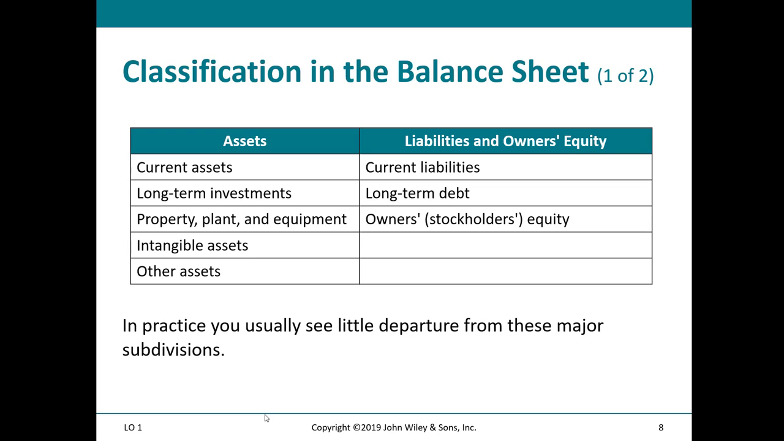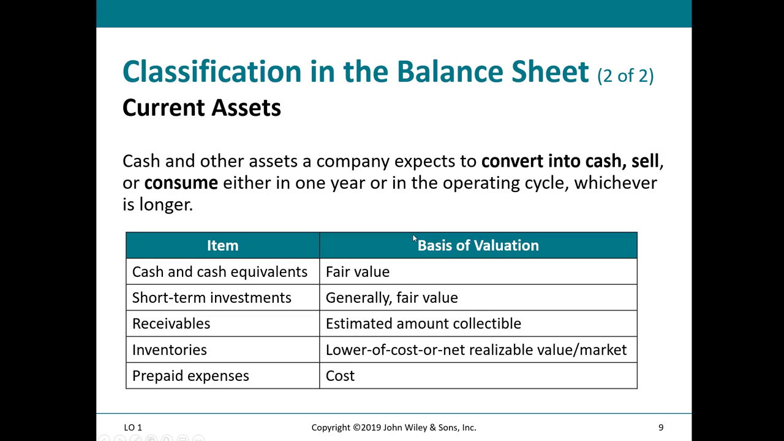Now, assets have 5 different categories and liabilities have 2 different categories. So assets are divided into current assets, long-term investments, property, plant, and equipment, intangible assets, and other assets. On liabilities, it's a little bit easier. There are only 2 categories, current liabilities and long-term liabilities or long-term debt. And finally, on the right side of the balance sheet, we also state the owner's or the stockholders' equity.